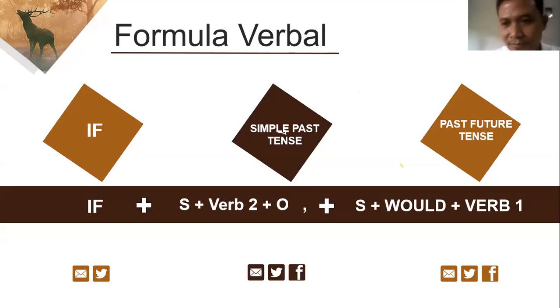Yes? What is the difference between the formula of conditional sentence type 2 and the formula of verbal sentence? Ah, okay. Well, actually, the formula of verbal sentence is still type 2.